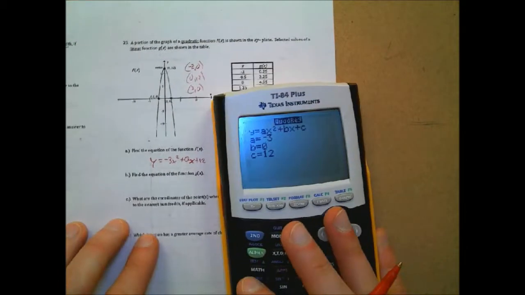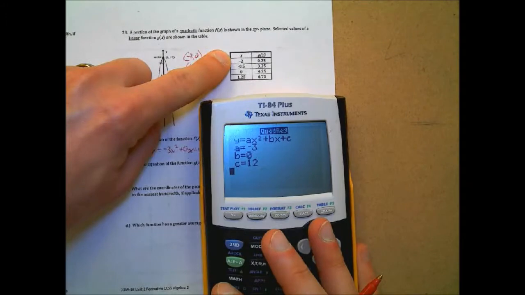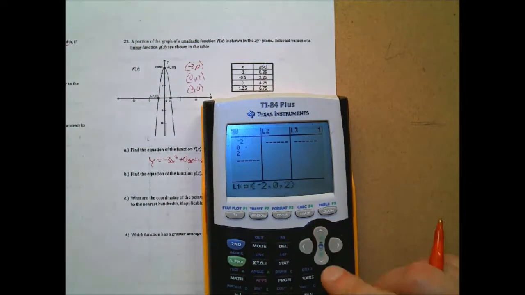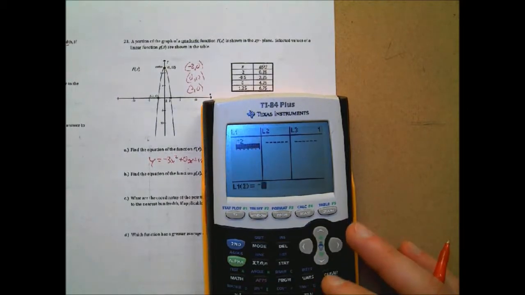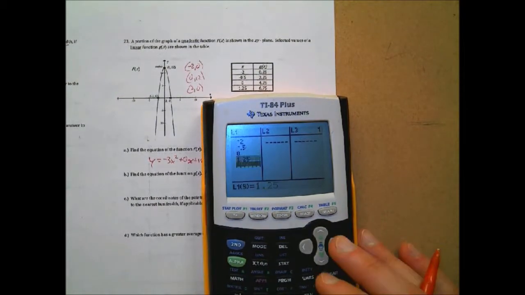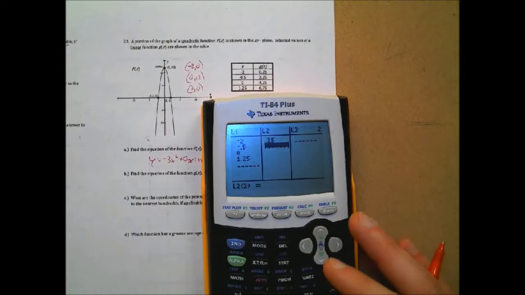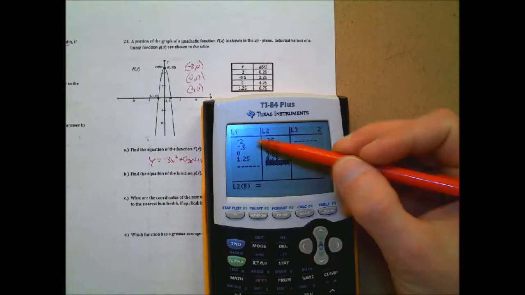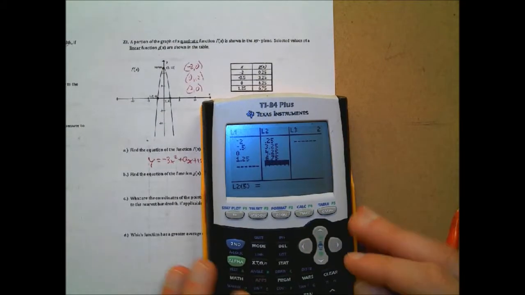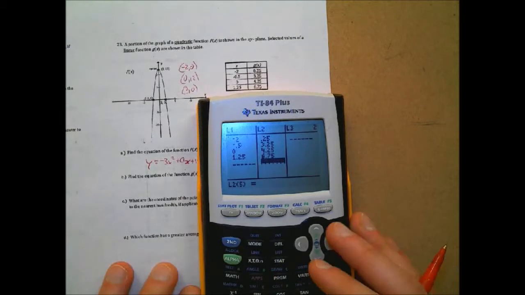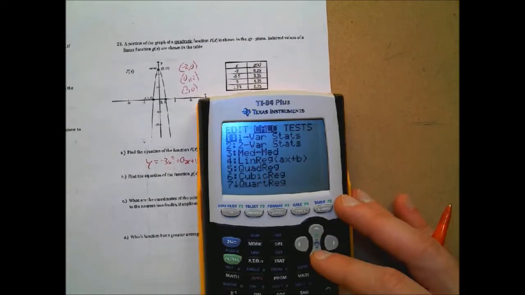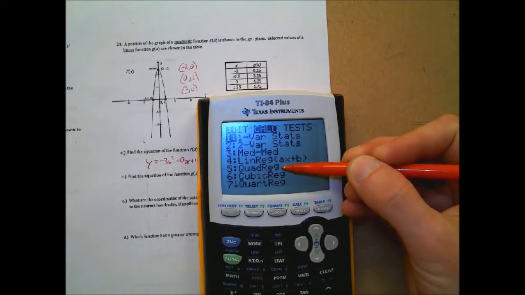Okay? Guess what? We can do the same thing for the line. So we're going to go back to stat, edit, clear out L2, clear out L1, and just type in your x values, and type in the matching y values, just from the table there. When you're done typing those in, press stat again, arrow over to calc. And in this case, do I want to use quadreg again?